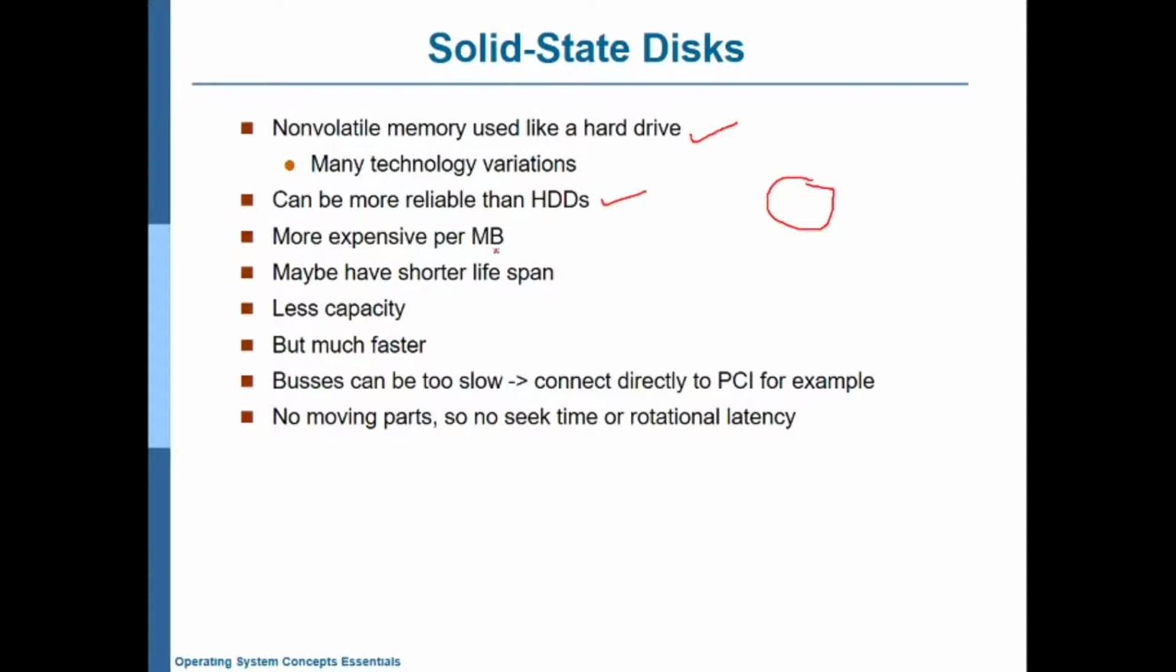SSDs are more expensive per megabyte. Obviously, for example, a normal hard disk of 1 terabyte costs around 2,000 rupees, but an SSD of 512 GB costs around 4,000 rupees. So the cost is higher than a normal hard disk. They may have a shorter lifespan and less capacity, but the main thing is that they are much faster than a normal hard disk.